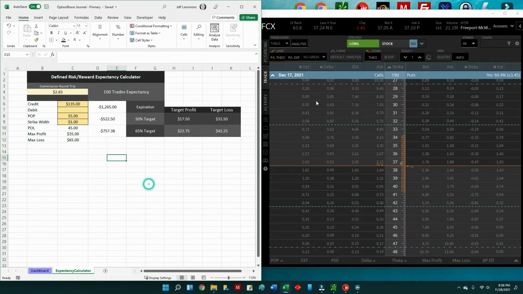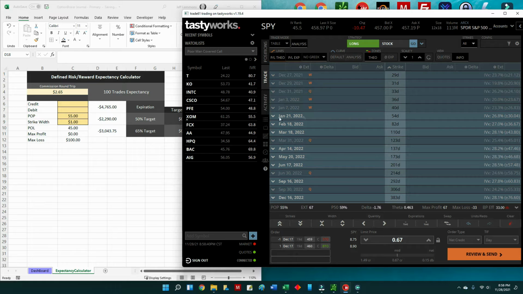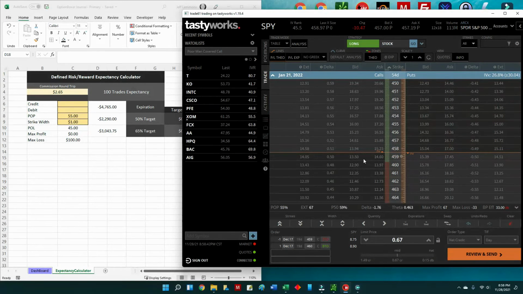But let's build a couple of these. If I'm entering a credit spread, which would be a bullish put spread or a bearish call spread, I'll want to enter that amount here. If I'm entering a debit spread, I'll want to enter that there and leave that blank. And then, of course, the probability of profit. So let's look at SPY. That's a heavily traded instrument, one that I trade quite a bit. Let's take a look here at 54 days out.